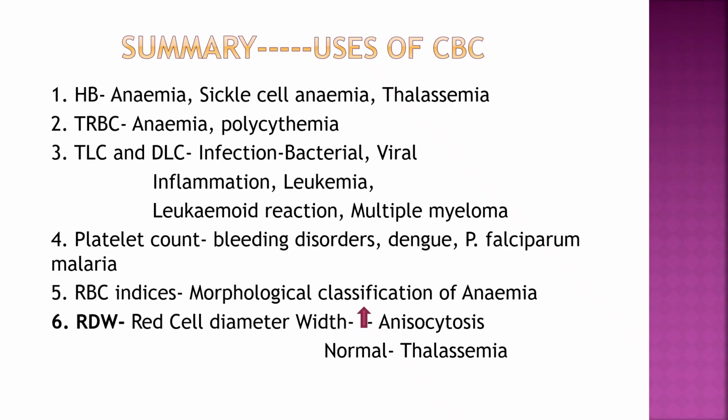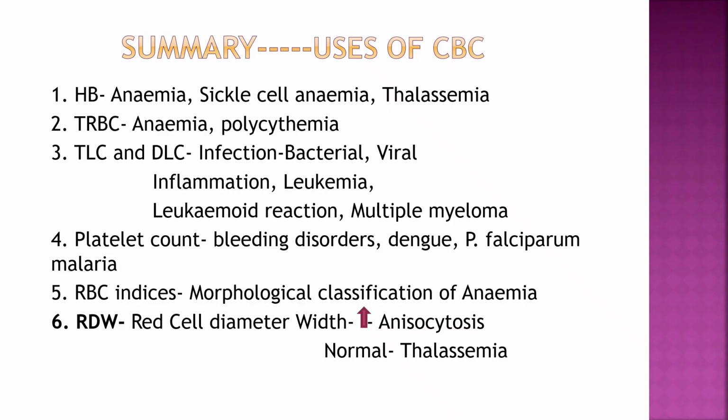Then total leukocyte count and differential leukocyte count helps to know the infection, inflammation, leukemoid reaction, multiple myeloma or leukemia. Platelet count helps in bleeding disorders like dengue or falciparum malaria. Then RBC indices helps for the morphological classification of anemia, whether microcytic or macrocytic.